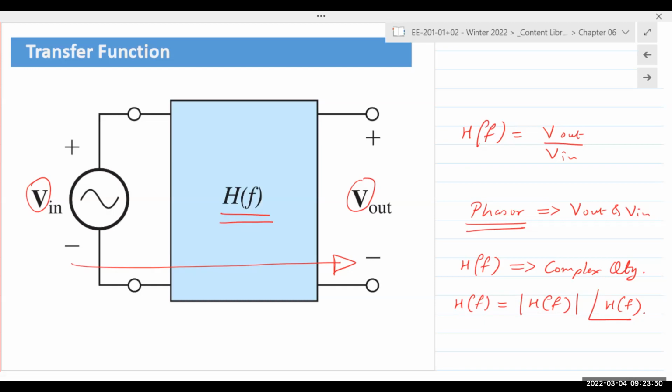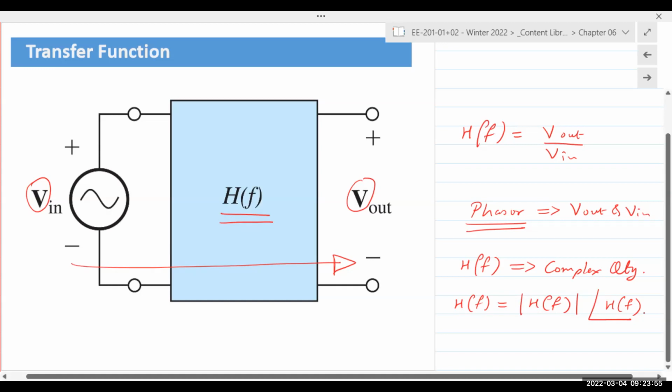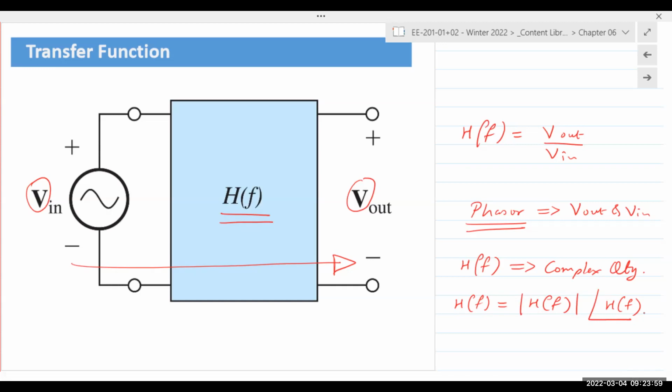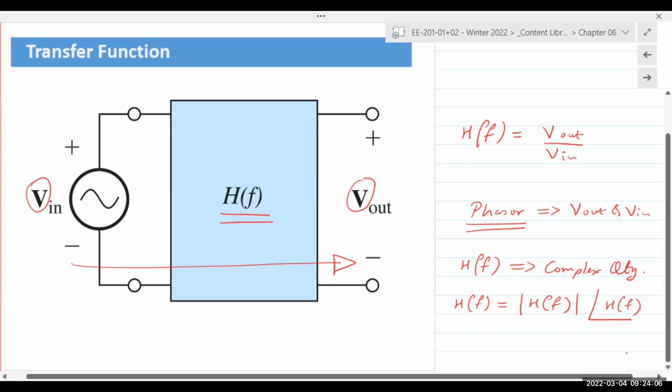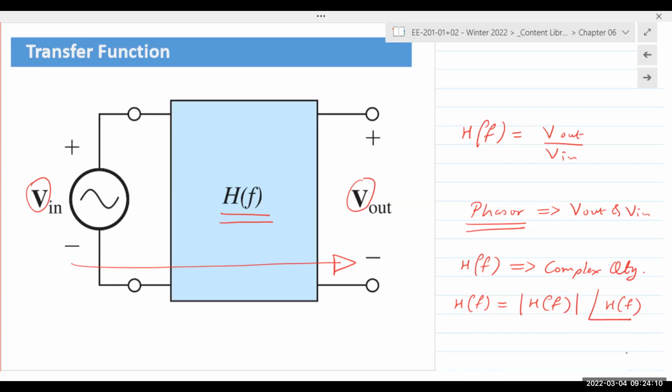What are the units? Anyone? It's unitless. It's a ratio of voltages, the ratio of two quantities, so there are no units. It's simply describing how the input is being transferred to the output. If this was an amplifier, for instance, the transfer function would be describing the gain of the amplifier, right? How much value the input signal gains when it gets to the output.